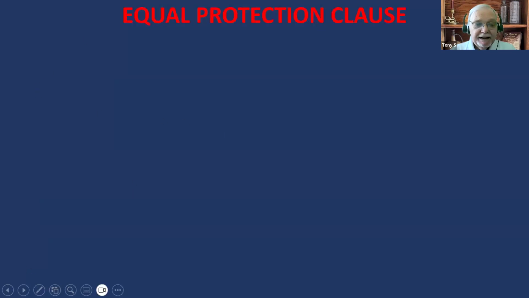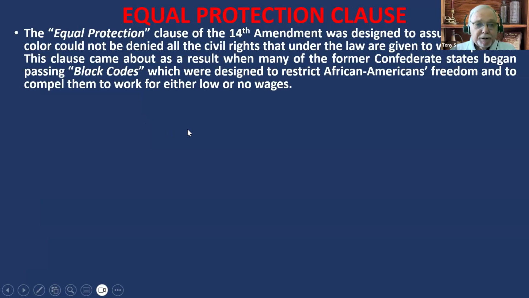Now, involved in that is also what's called the equal protection clause. The equal protection clause of the 14th Amendment was outright designed to assure persons of color that they could not be denied the civil rights under the law that were given to white people. That's exactly what it was designed to do. It came about because of something called the Black Codes.